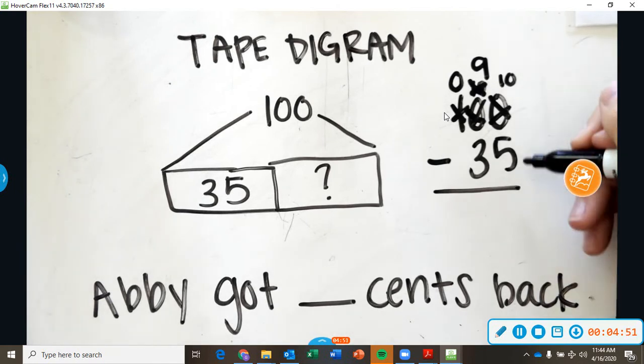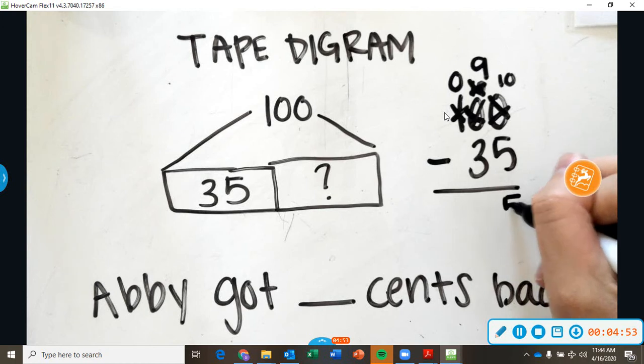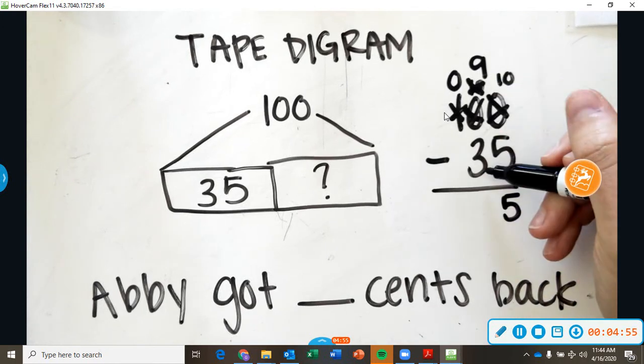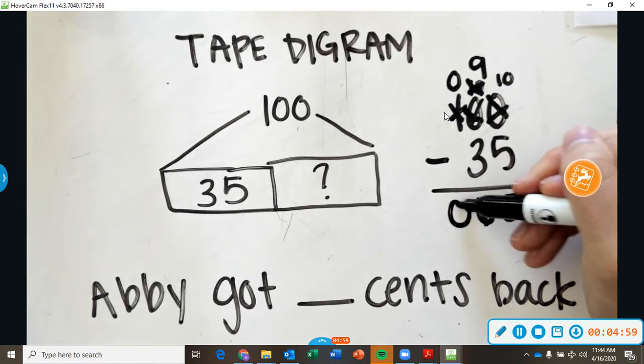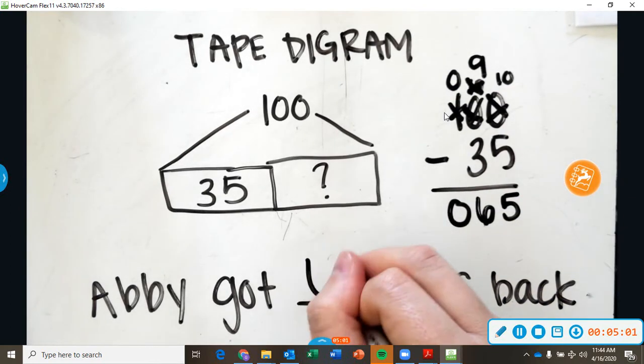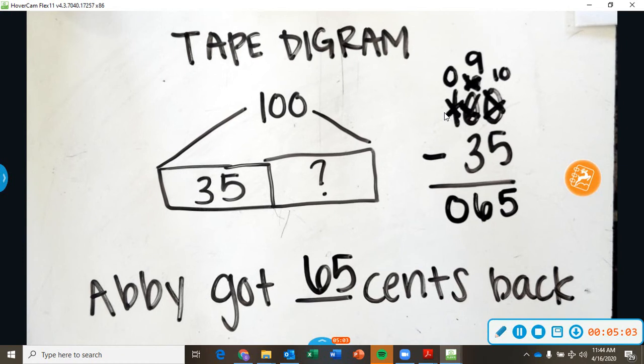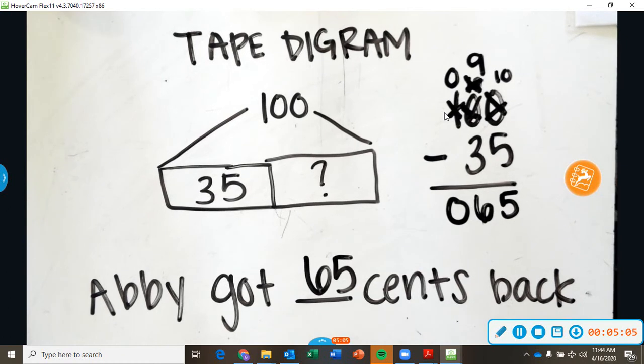Okay, so now we have 10 minus 5, which will be 5. 9 minus 3, which will give us 6, and 0 minus 0, which is 0. So that means that Abby got 65 cents back. And that is a tape diagram.